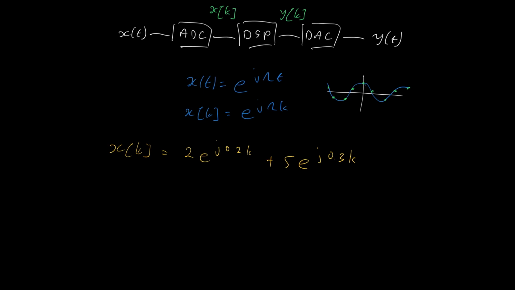If I have this decomposition, then based on what we said before, my D to A converter, when it converts the signal back, is going to give me x(t) equal to 2e^(j0.2t) + 5e^(j0.3t). Indeed, when I sample, I go from the index t to the index k. Here, to go back, I just change k to t.